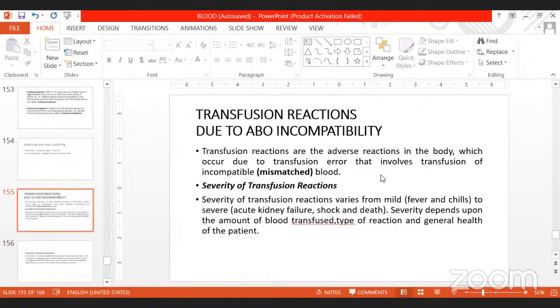So, coming to the transfusion reactions due to ABO incompatibility, the transfusion reactions are the adverse reactions in the body which occur due to the transfusion error, which involves transfusion of the incompatible blood. The severity varies from mild to severe, and it depends upon the amount of blood transfused and the reaction and general health of the patient.